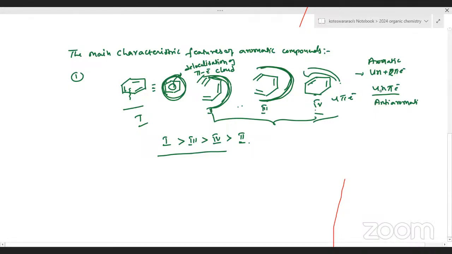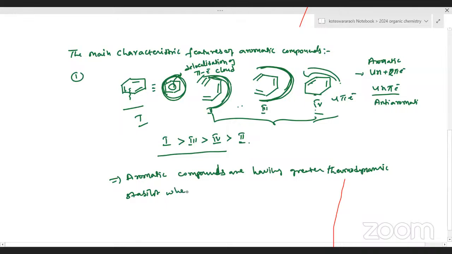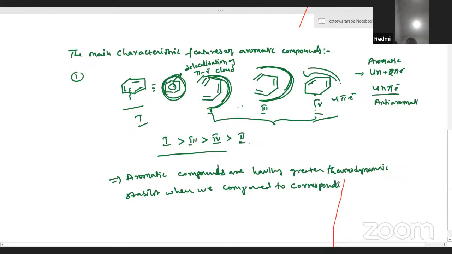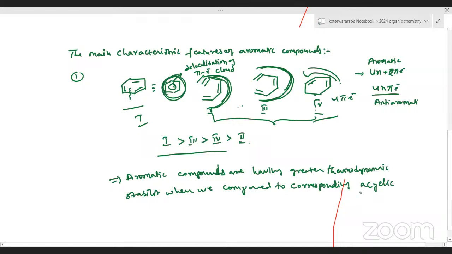These aromatic systems are characterized by some characteristic features. First one is the thermodynamic stability. Aromatic compounds are having higher thermodynamic stability. Aromatic compounds are having greater thermodynamic stability when we compare to corresponding acyclic systems.